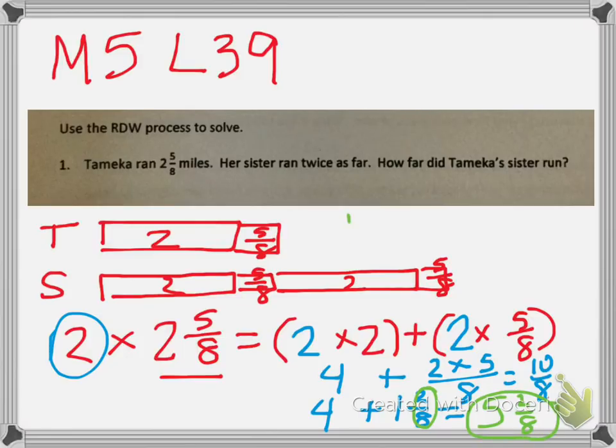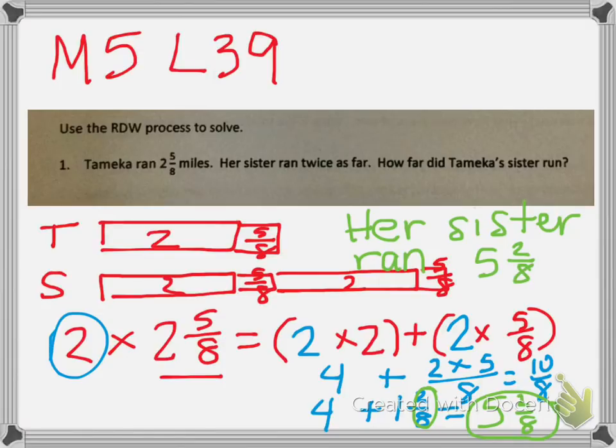So we can write a sentence, a statement: her sister ran 5 2/8. Don't forget our unit, 5 2/8 miles, because she ran twice as far as her sister. All right, so that's the first one.